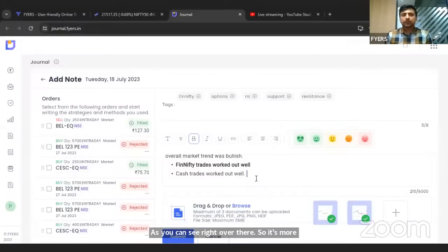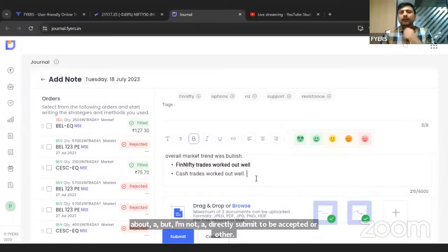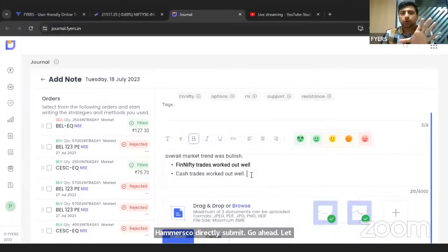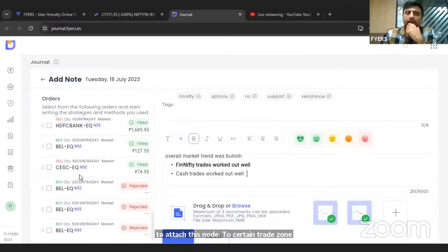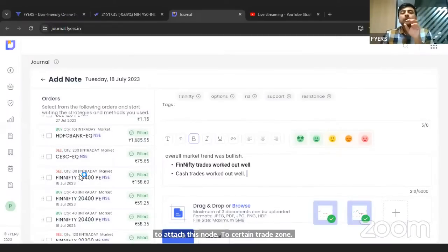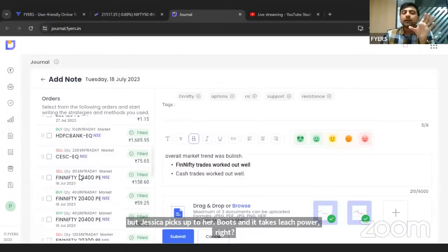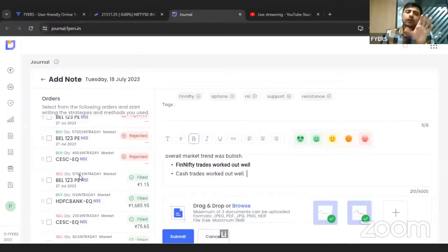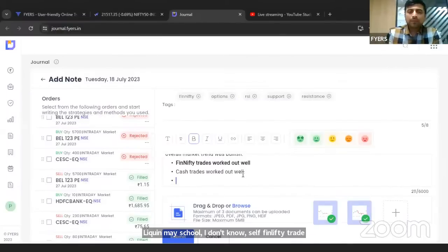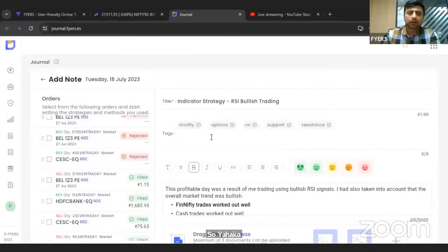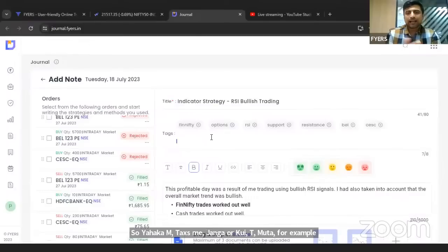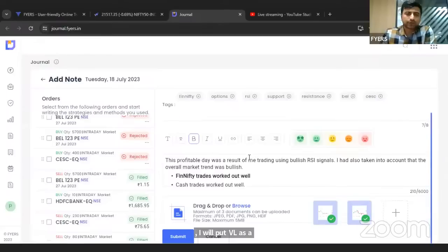और अगर हम उसको directly submit कर रहे हैं तो पूरा day के लिए वो एक वाला note रहेगा. लेकिन let us say I want to attach this note to certain trades only. यहाँ पे जैसे आप देख सकते हैं बहुत सारे trades ले चुका हूं मैं, right? लेकिन मैं इसको लगाना चाहता हूं सिर्फ Fin Nifty trades पे और certain cash trades पे. तो यहाँ पे मैं tags में जाऊंगा और कोई भी tag मतलब यहाँ पे लगा लूंगा. For example, I will put BEL as a tag and I will put CSE as a tag because these are the two stocks that I chose, right?